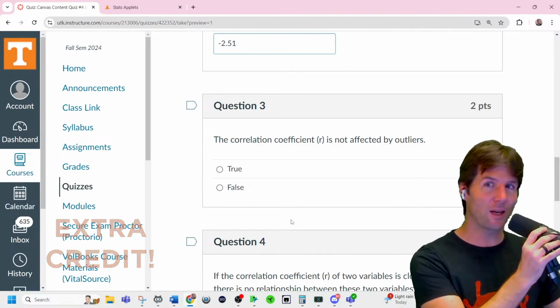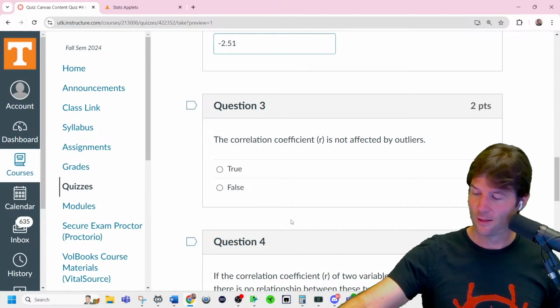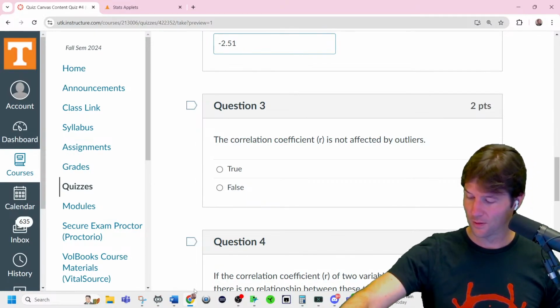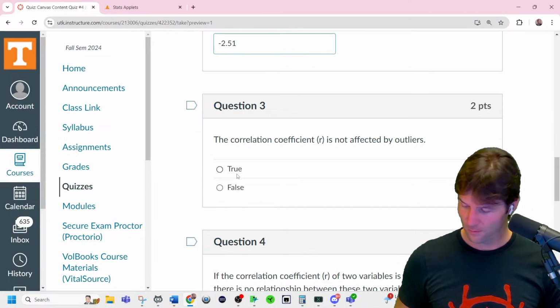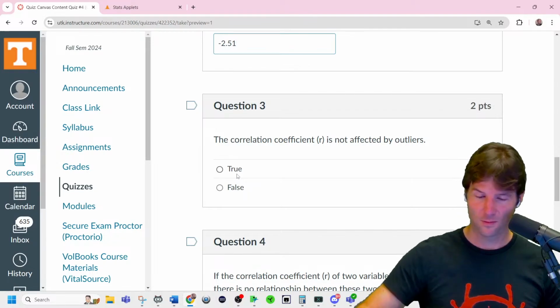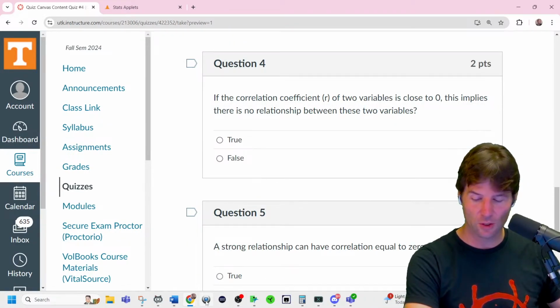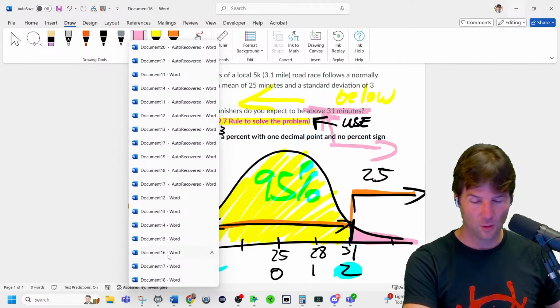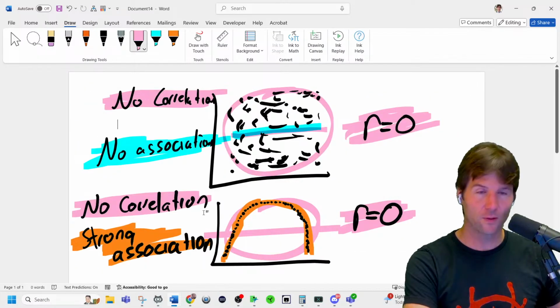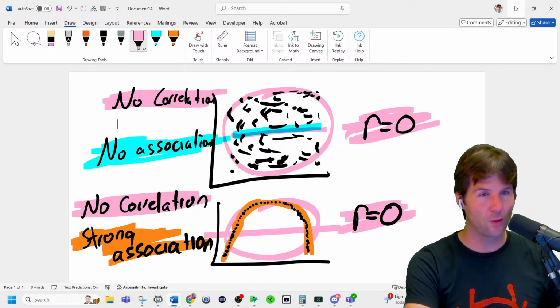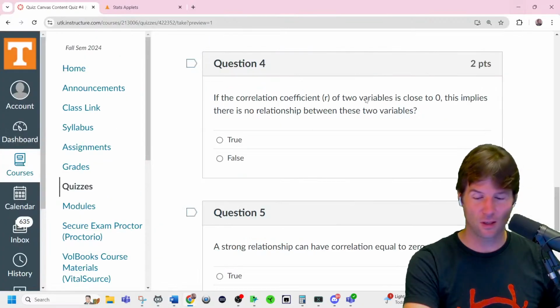Correlation is not affected by outliers. We know this one. This one is definitely false. Another one: correlation close to zero implies that there's no relationship. We did this one earlier. So once again, we showed where there are relationships, but correlation is close to zero. So another false. David, good to see you there.